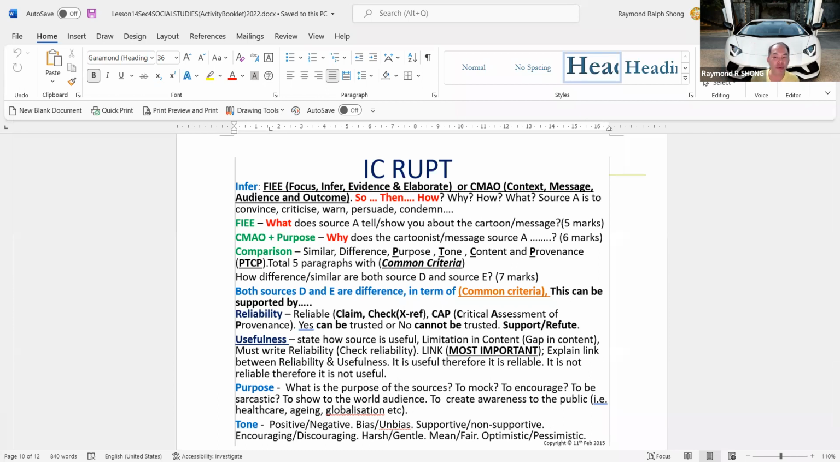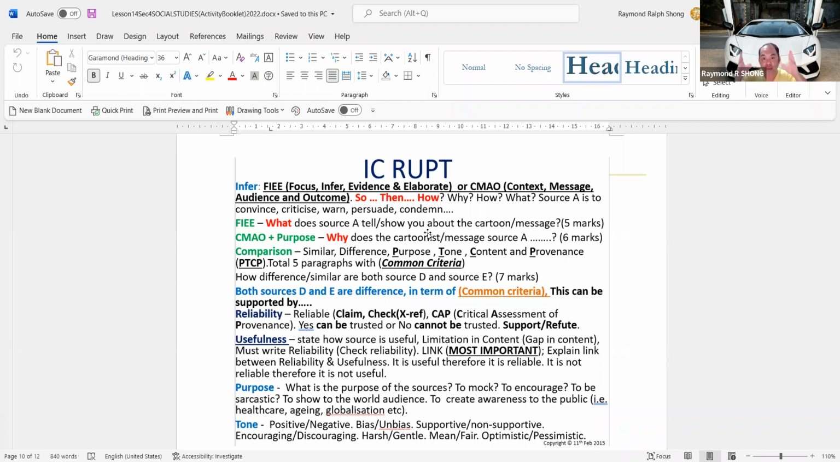You see, it's copyright in 2015. I modified it. I call it ICRUPT. I stands for inference. C stands for comparison. R stands for reliability. U stands for usefulness. P stands for purpose. T for tone. So from now on, when you do your source-based question, use your ICRUPT.